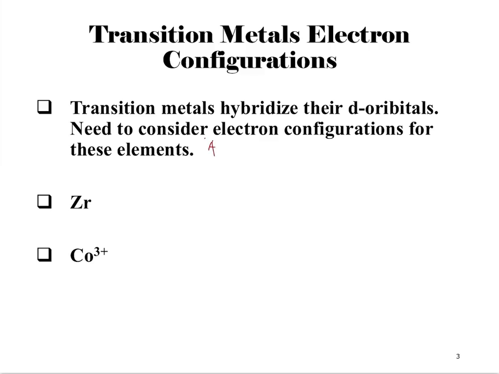So if we're looking at the abbreviated electron configuration, what would be the abbreviated electron configuration for zirconium, Zr? If we're doing an abbreviated electron configuration, what do we start from? Yeah, it'll be the most recent noble gas, right?